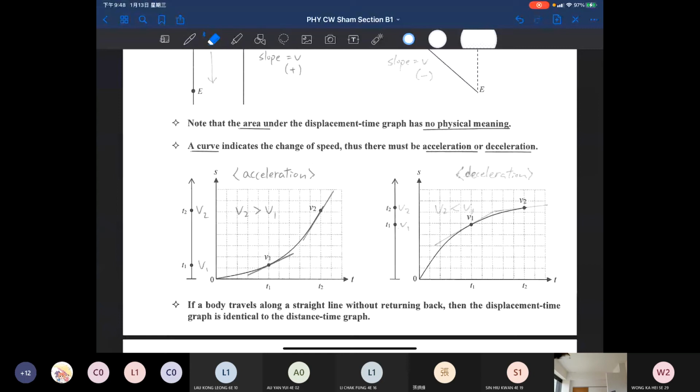The curve indicates the change of the speed. Therefore, if this is a curve, there is a change in the speed, so there would be an acceleration or deceleration. If the slope is increasing, 變得越嚟越斜嘅話咧 it would be accelerating, because the instantaneous speed at different points is different, since the slope is the velocity. For the graph on the right-hand side, even though the displacement is increasing, the slope is decreasing, so it is deceleration. The velocity is decreasing.